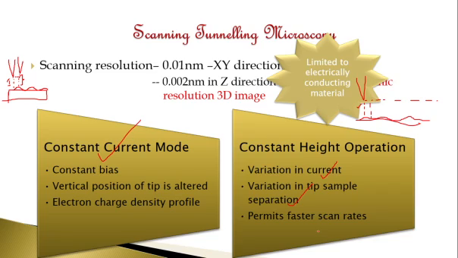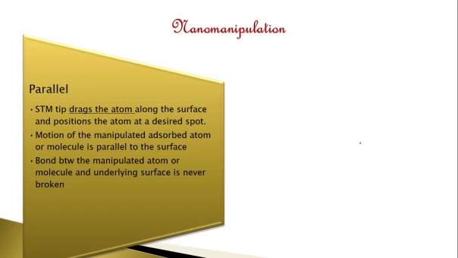Now you have to keep in mind, such a scanning tunneling microscope can be used only for those materials which are electrically conducting, so that tunneling can happen. Now let us look at how nano manipulation works, or how you create patterns on the resist or on the sample. For that, you can either use the parallel method or the perpendicular method.